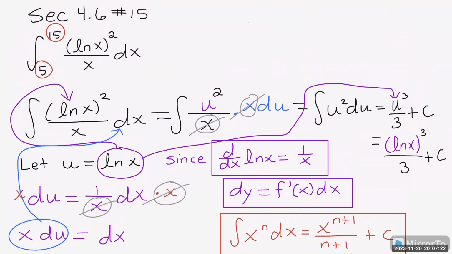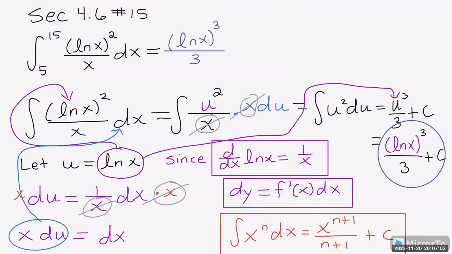So now I will go back to the original problem, the definite integral, right? The fundamental theorem of calculus says that to evaluate a definite integral, what you need to do is find the antiderivative, which I just found. So I'm going to write the antiderivative up here: natural log of x cubed over 3. And I don't have to put the plus c because I'm about to evaluate this from 5 to 15.